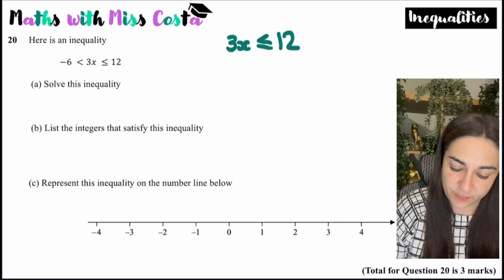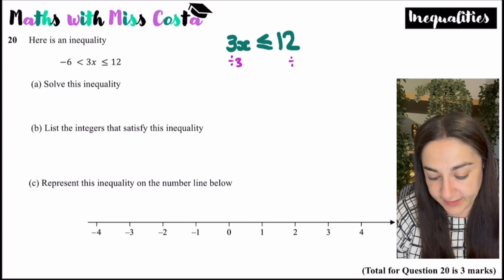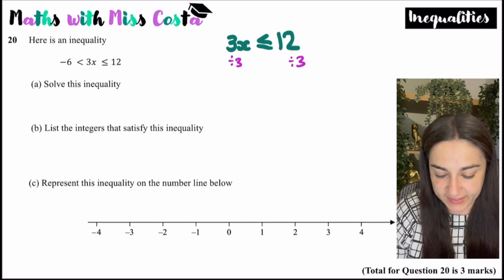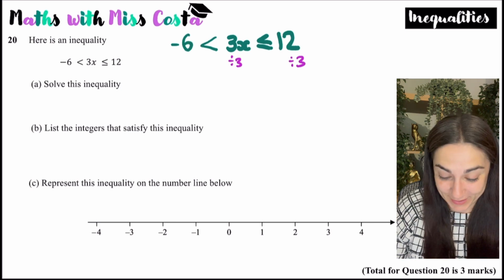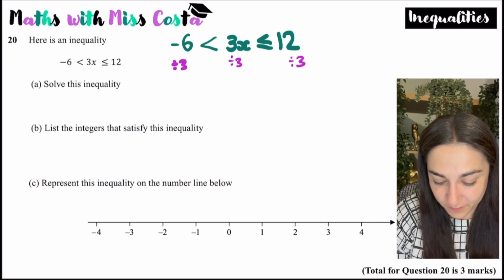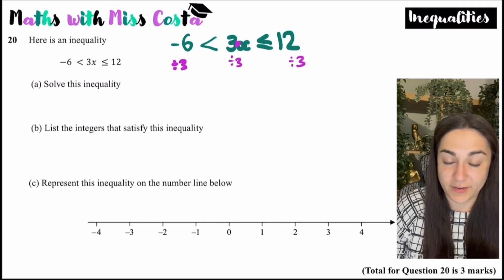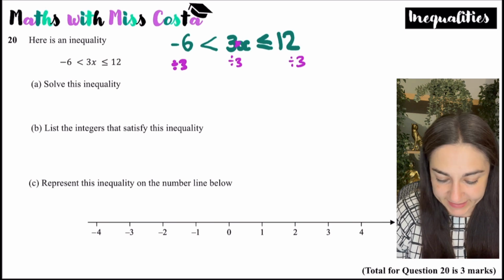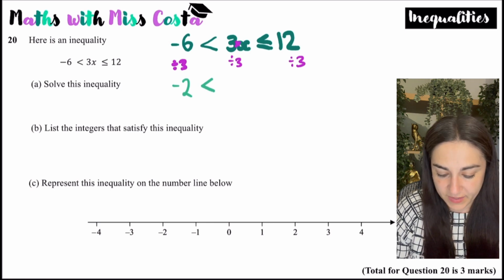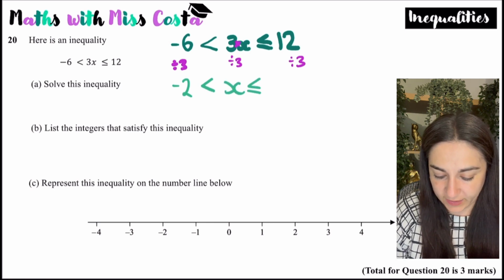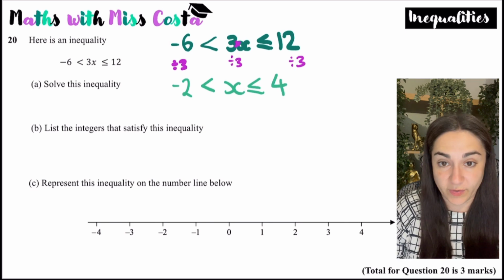So for instance, if you had 3x is less than or equal to 12, you would divide by 3 to get x on its own. So that still applies. It's just instead of doing it for one side, you have to do it on both sides. So you're dividing each part by 3. To get x on its own, 3 times x, to do the inverse, you divide by 3. So minus 6 divided by 3 would leave you with minus 2. You keep the signs exactly as they are. You'd be left with x, and then less than or equal to 12 divided by 3 is 4. So that's all we need to do for solving.